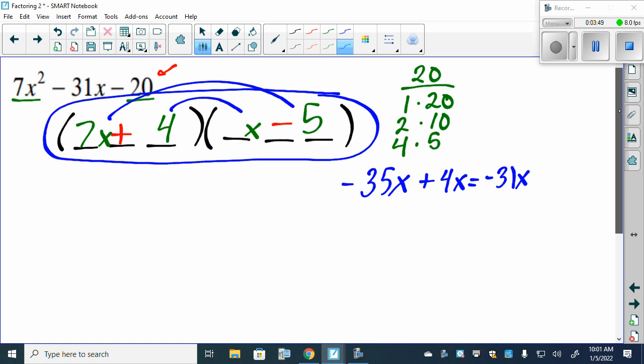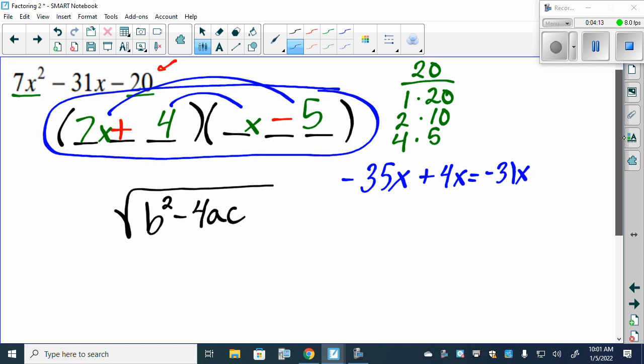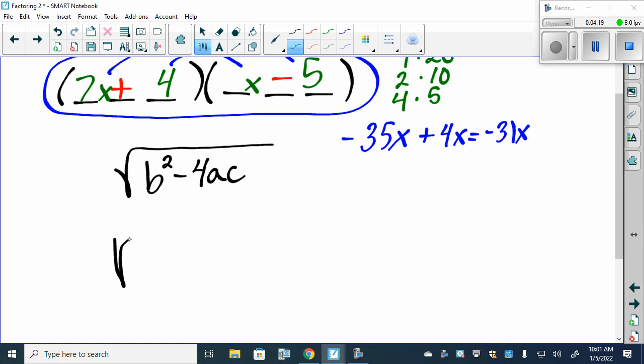Now with the homework, it would be nice to know if it is factorable or if it's not. Well, one way that we can actually figure this out is the square root of b squared minus 4ac. This will help us to know if it is factorable, because if this comes out to be a whole number, then it is going to be factorable. And we could even see it with this one here. The numbers are actually going to be quite large. As for this here, we would take the square root of negative 31 squared minus 4 times 7 times negative 20.